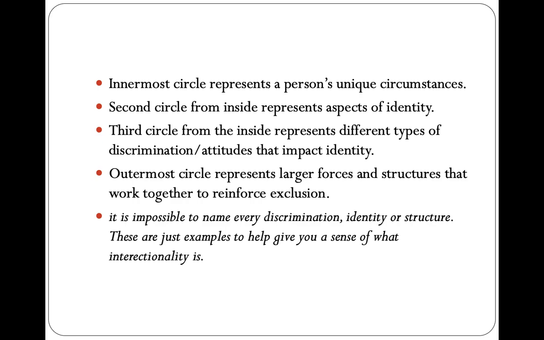The innermost circle represents a person's unique circumstances. The second circle represents aspects of identity, and that kind of had those determinants of health. The third circle from the inside represents many different types of discrimination and attitudes that impact your identity. And the outer circle represents larger forces and structures that work together to reinforce exclusion. It is impossible to name every sort of discrimination, identity, or structure, but these are just some examples to give you a sense of what intersectionality is.